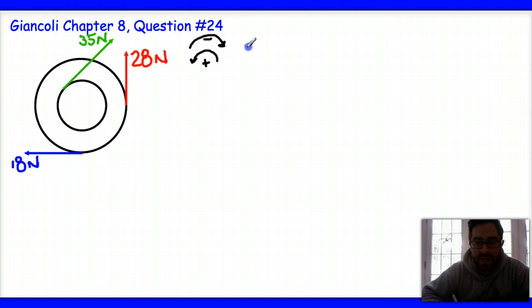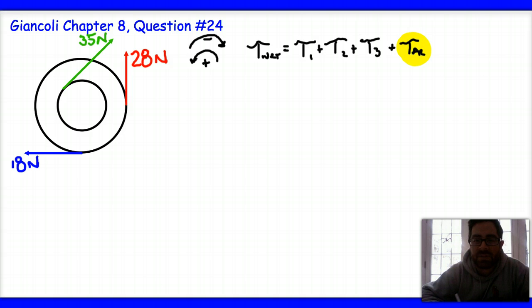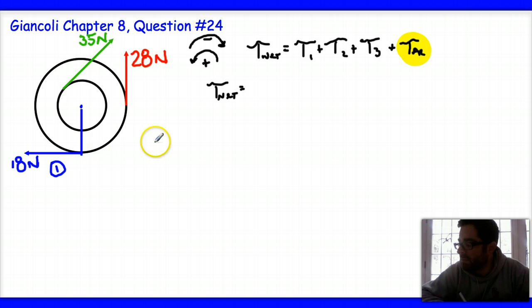So technically I could say my net torque is going to be the sum of all of my torques, T1 plus T2 plus T3 plus my frictional torque, which is given to me in the problem. But I don't know which way that frictional torque is acting, so I'm going to temporarily ignore it. And so then my net torque is equal to torque number 1, this one here. This is my 18 Newton force, and all of these are at right angles here, so I need to know this lever arm. All of that information is given to me in the problem.